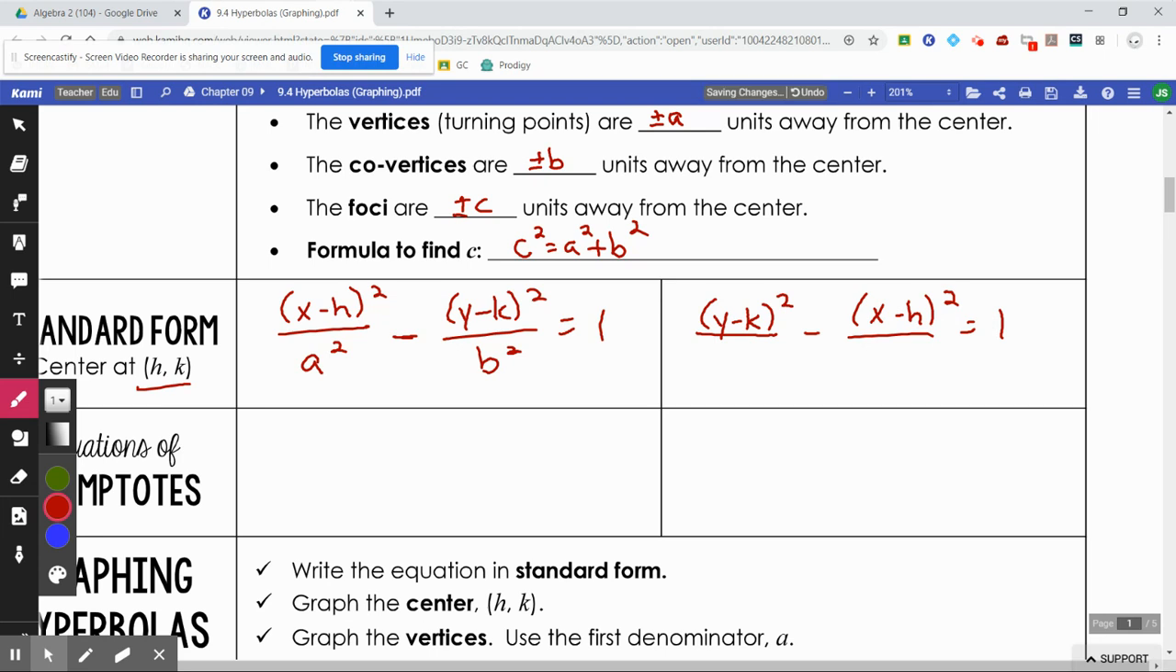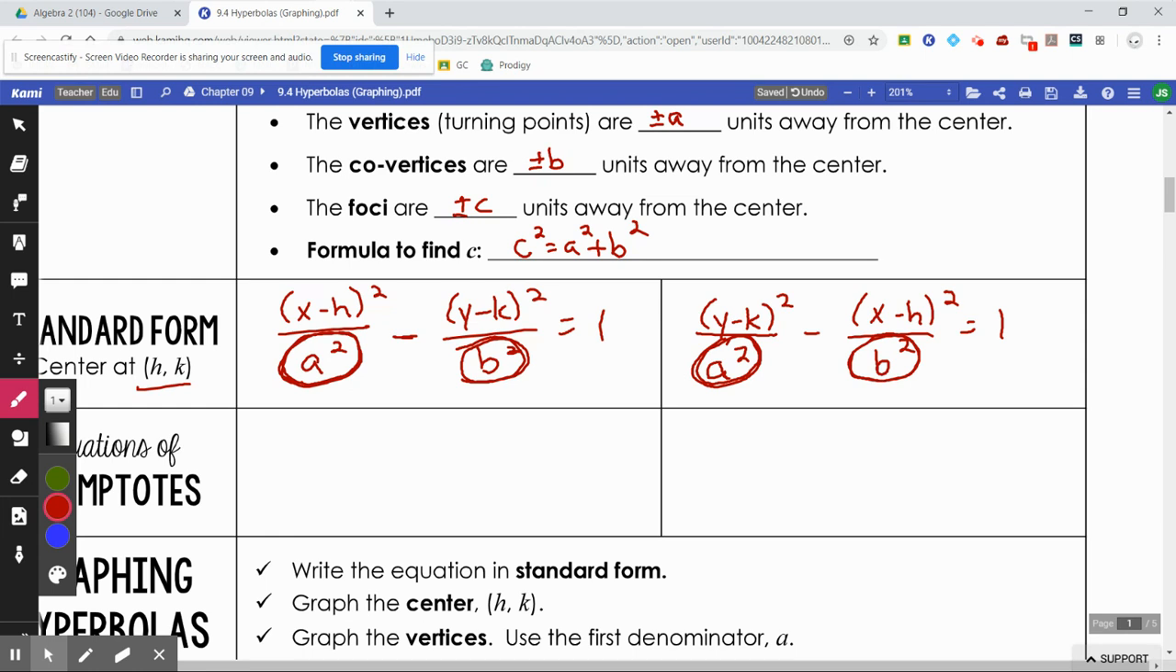With the vertical, the y stuff will be listed first, but look at this, a squared and b squared. This will be a little bit different for the hyperbola as well. A squared is always going to be the first squared term under the fraction here. The b squared will always be the second term. That's going to be different from the ellipse, because with an ellipse, the a squared was the biggest term and the b squared was the smallest term, but it's a little bit different with the hyperbola.